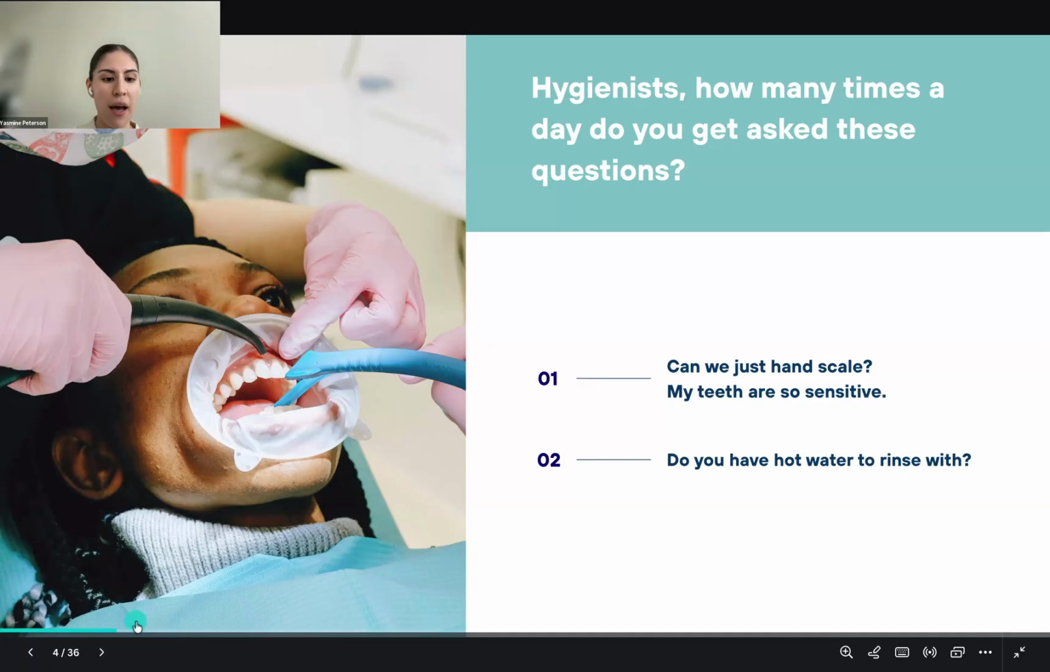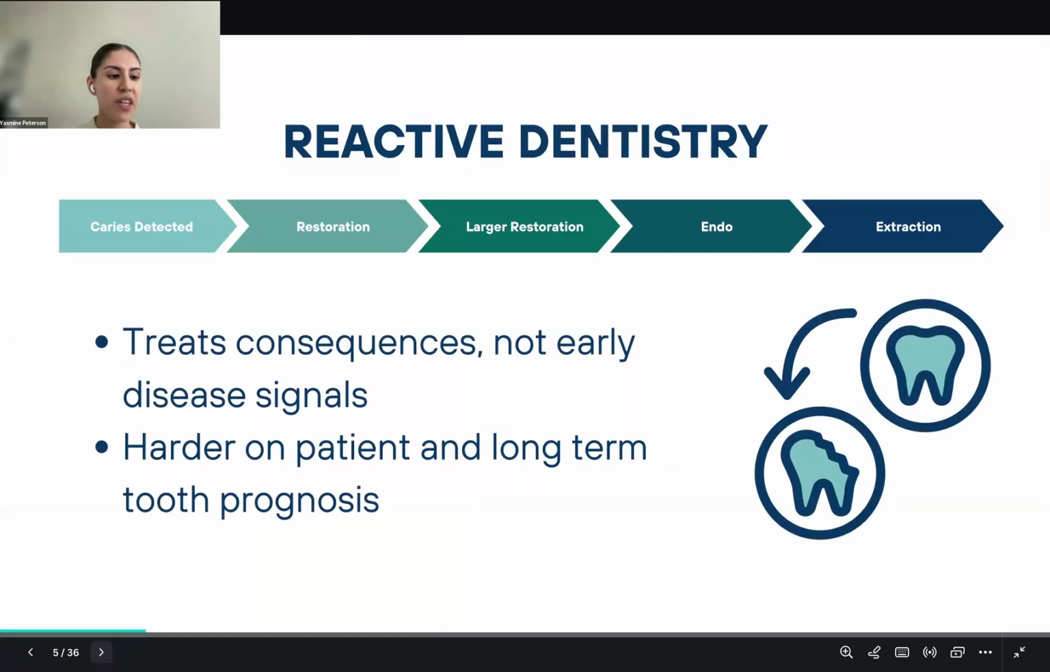And today I want to talk about how we can go ahead and give you that better way of reducing sensitivity, supporting remineralization, and addressing white spot lesions and early lesions. So let's go ahead and move on to reactive dentistry.